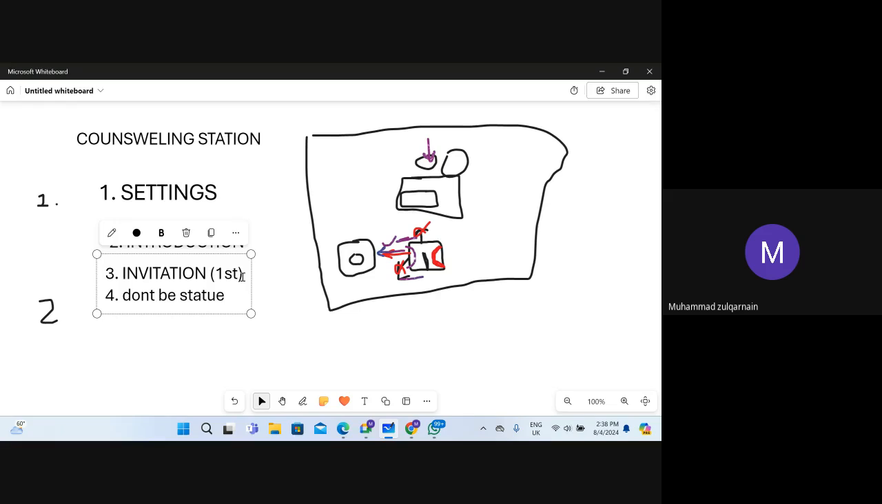Along with that, you will be saying some words: okay, all right, I understand, oh, I'm sorry. Just words like these. It's not that you sit there and just listen. That will be a negative approach towards your communication skills. So don't be a statue when you are listening to the patient's story.